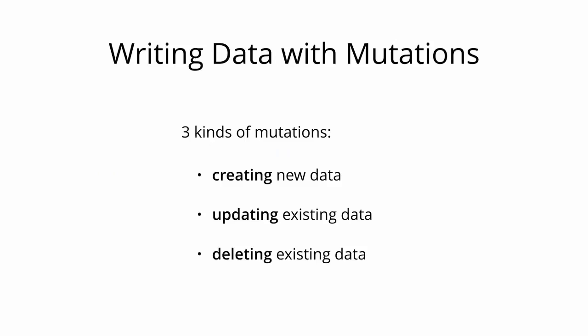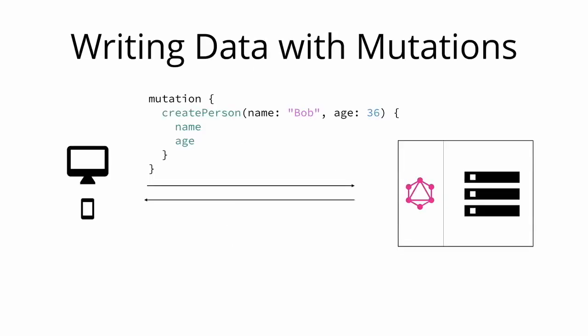There generally are three kinds of mutations. Mutations for creating new data, updating existing data, and deleting existing data. Mutations generally follow the same syntactical structure as queries, but they always need to start with the mutation keyword. Now let's take a look at an example mutation.